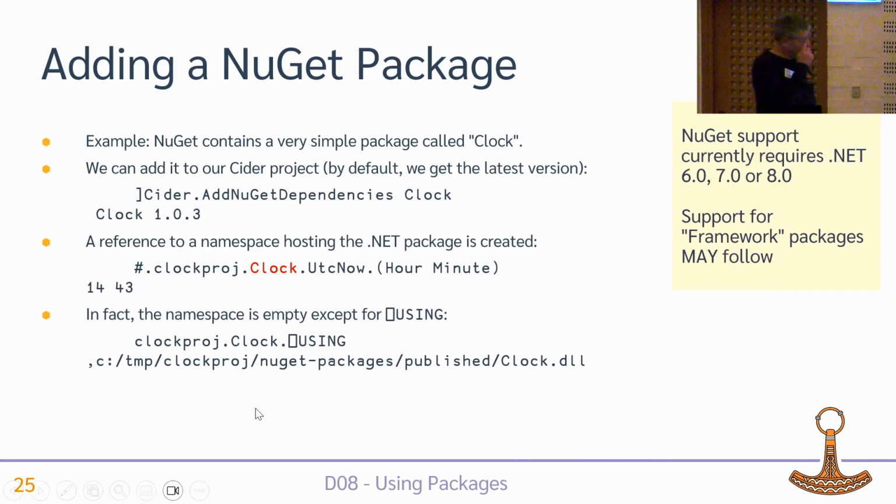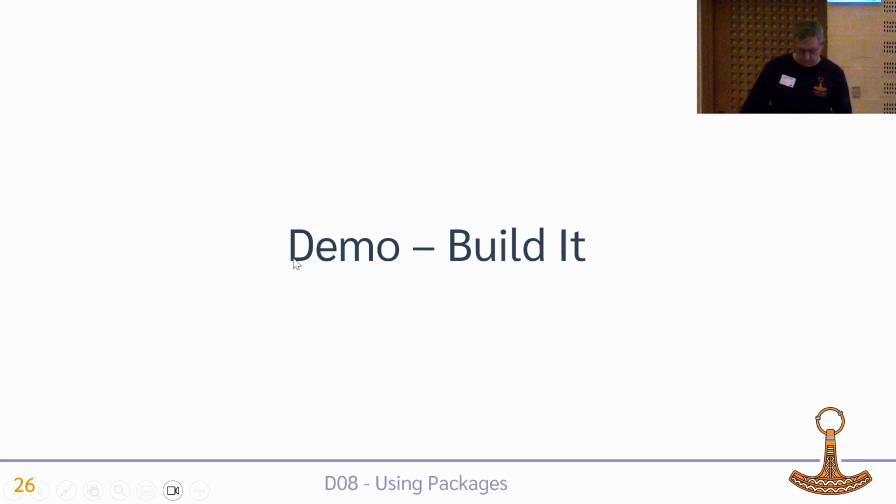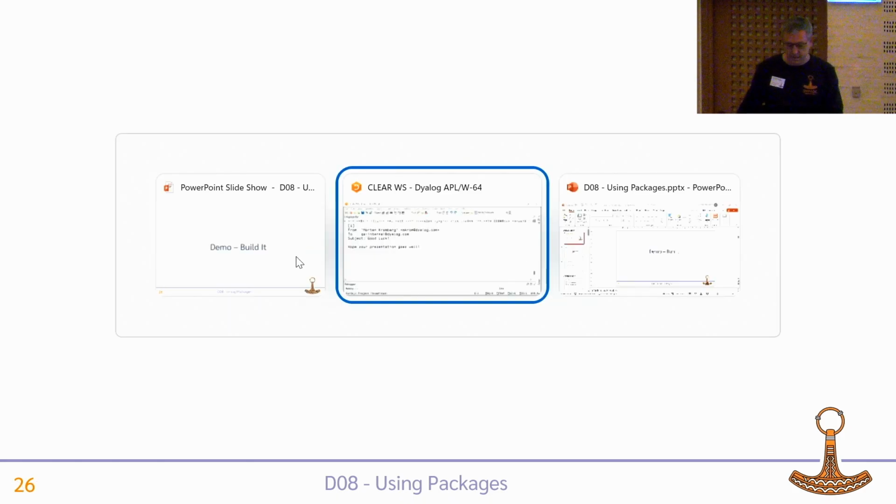And in fact, the way this is implemented, this is all C# code that's been compiled to DLLs. All that Cider is doing here is creating an empty namespace with a quad using in it that points to the DLL. And in Dyalog APL, the .NET bridge, that's all that's required to make those things essentially part of your namespace or workspace. Okay, so let's go and do that.